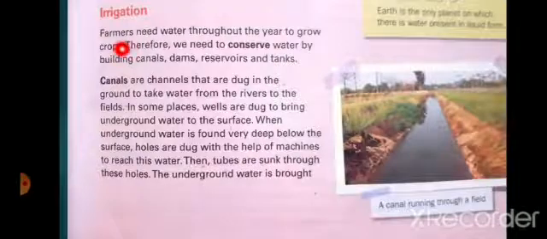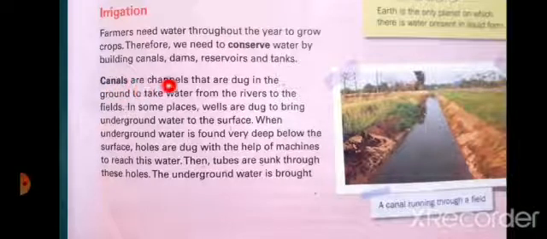Irrigation. Farmers need water throughout the year to grow crops. Therefore, we need to conserve water by building canals, dams, reservoirs and tanks. For this purpose we are using water. Conserve means how we are using the water.